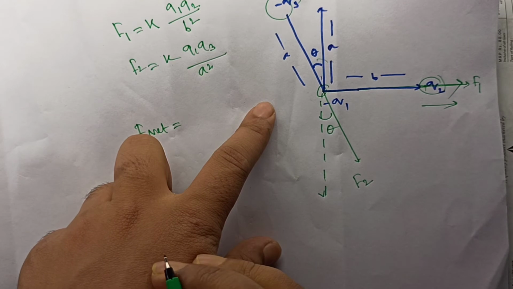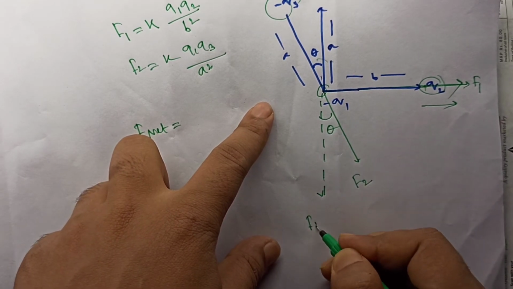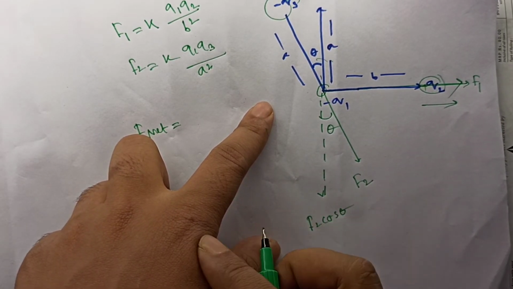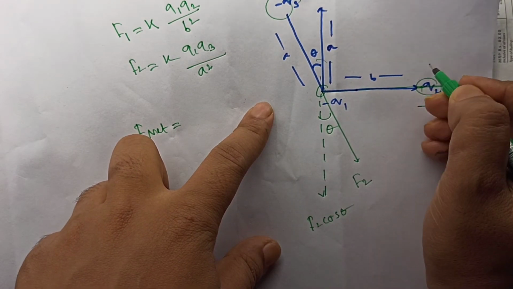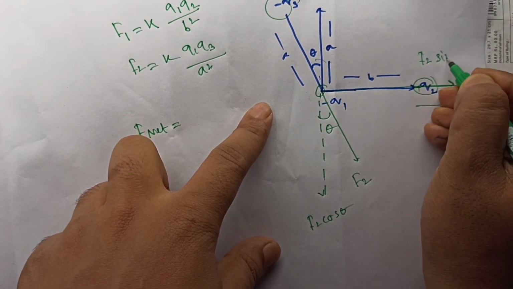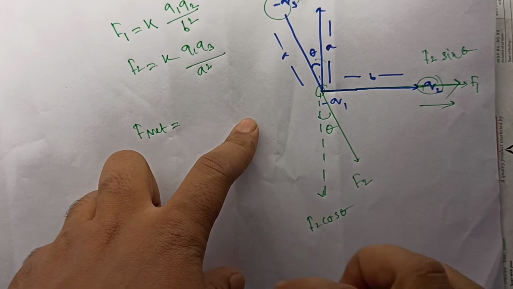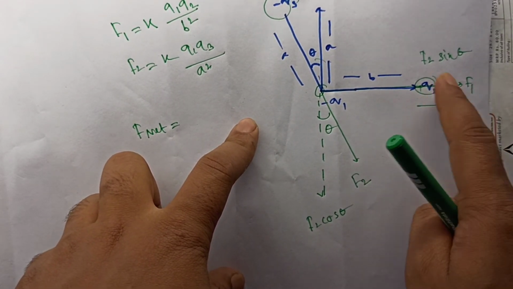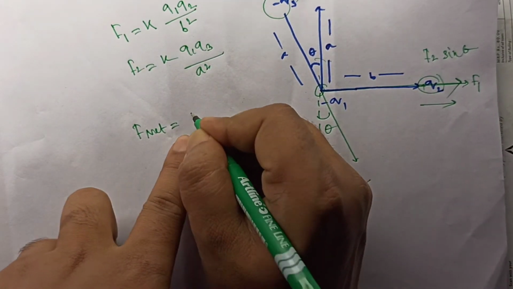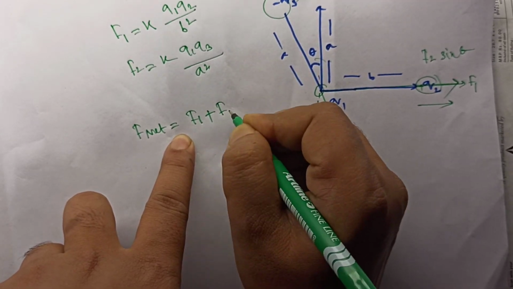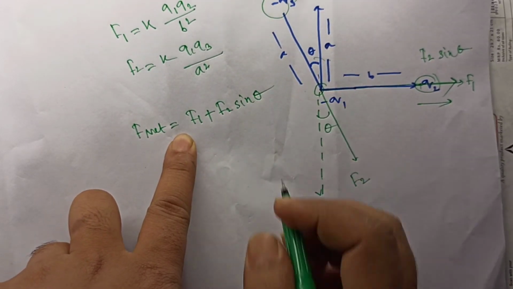So what will be the component of F2 along y axis? That will be F2 cos theta. And what will be the component of F2 along x axis? That will be F2 sin theta. Clear? So what is the net force? Net force will be F1 plus F2 sin theta, right?